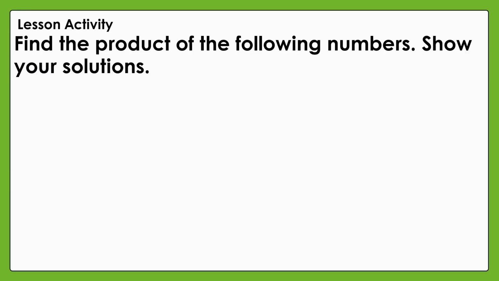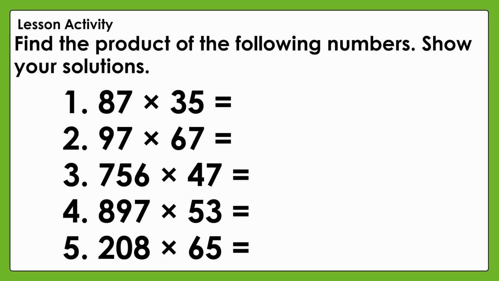Let's have the lesson activity. Find the product of the following numbers. Show your solutions. Number 1, 87 times 35. Number 2, 97 times 67. Number 3, 756 times 47. Number 4, 897 times 53. Number 5, 208 times 65.